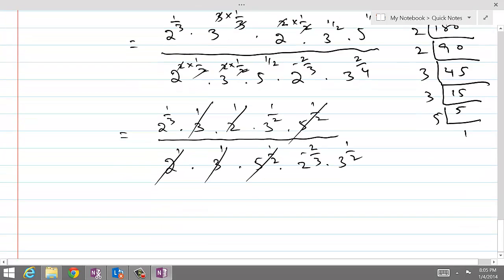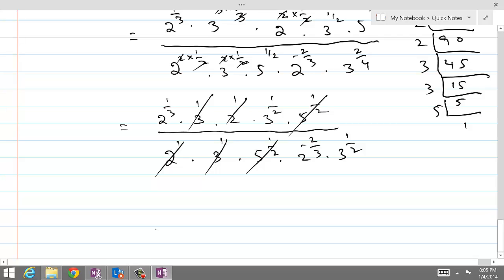And now collect all the powers with the same base. Here is 2 power 1 over 3. We have another 2 in the denominator, but if we move it to the numerator, its exponent will become positive and will add. So this would be 2 over 3, and here this 3 power 1 by 2 cancels with 3 power 1 by 2 as well.